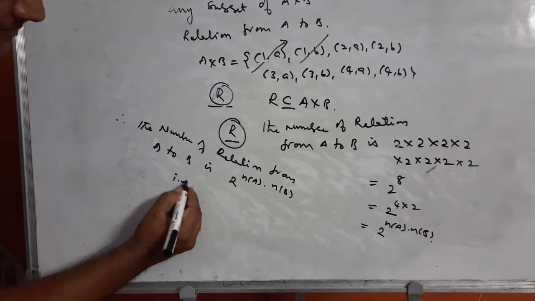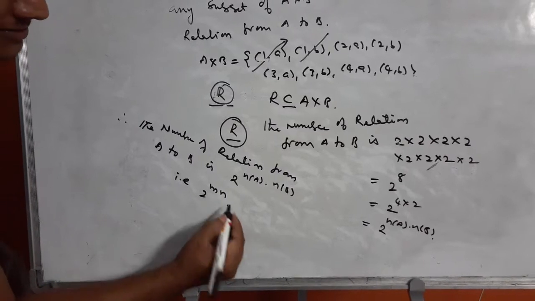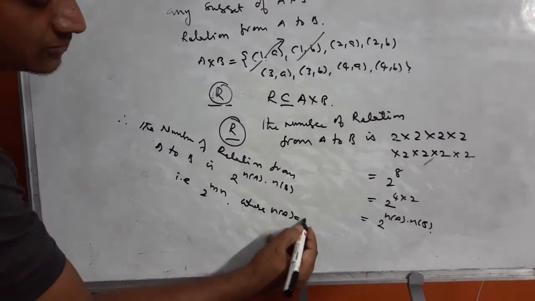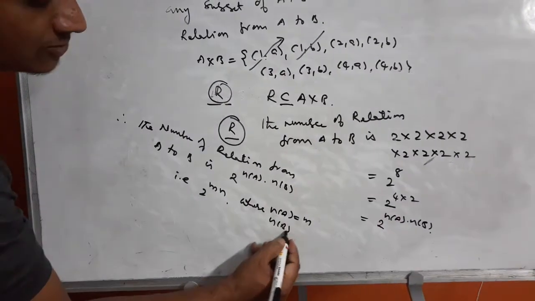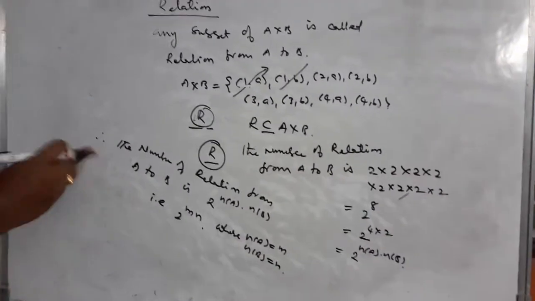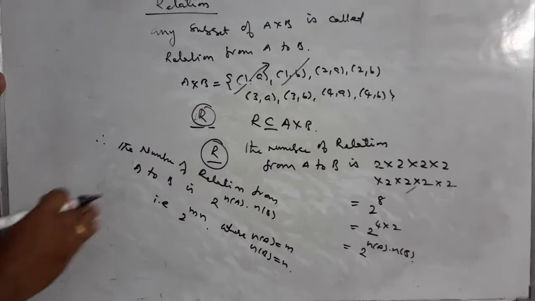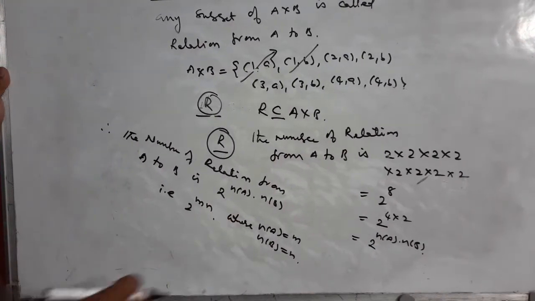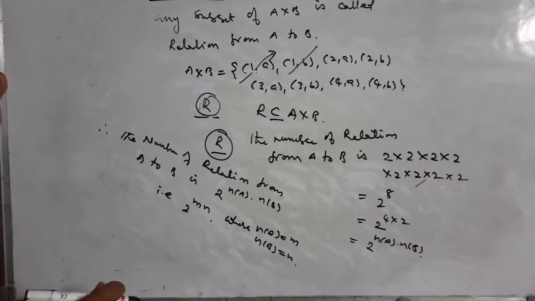That is 2 to the power of mn, where number of A is equal to m, number of B is equal to n. So we can write it as the number of relations from A to B is 2 to the power of mn. m is the number of A, n is the number of B.